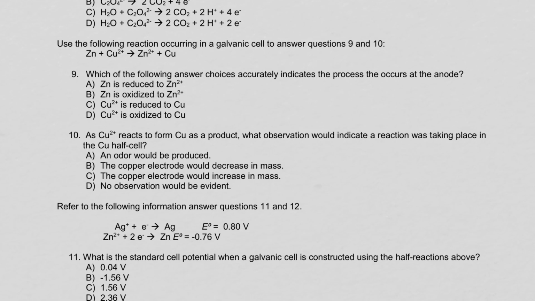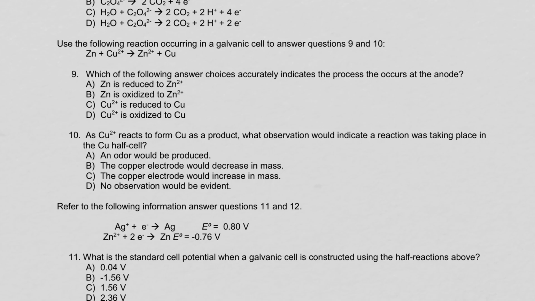Beginning with questions 9 and 10, we get into some questions that involve specific knowledge of a galvanic cell and its parts. So we're given a reaction, number 9. It says which answer accurately indicates the process that occurs at the anode. The helpful mnemonic devices, I think a lot of students really like those. Red Cat and An Ox. Hopefully they would remember, An Ox refers to oxidation and occurs at the anode.